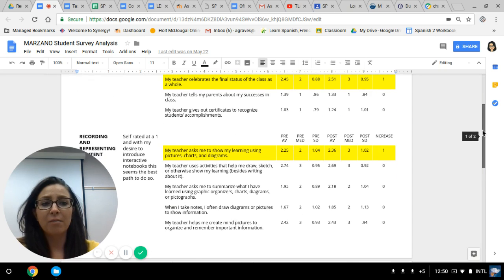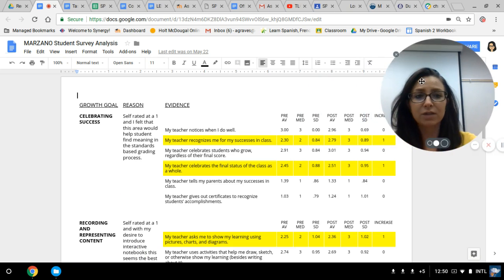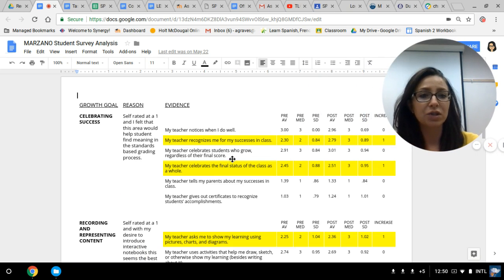I chose to work on celebrating success because we do a lot of efforts to make a lot of changes and to change the way the kids are growing, but I felt like I needed a way to celebrate that. We started with a kind of a data wall where the students had little cactuses, because that's my theme, and they got to move the cactuses up as they went up through the levels. That didn't work very successfully as far as being functional, but the idea stuck with the students, and I saw definite increases in my teacher recognizes me for my successes in class, and my teacher celebrates the final status of the class as a whole.